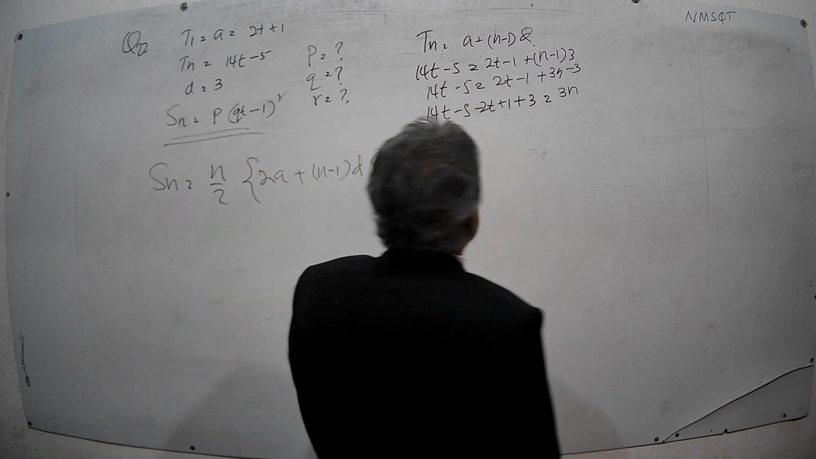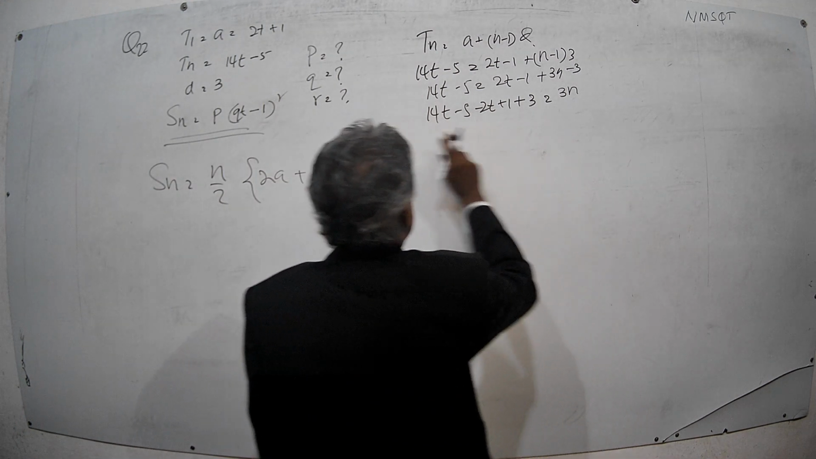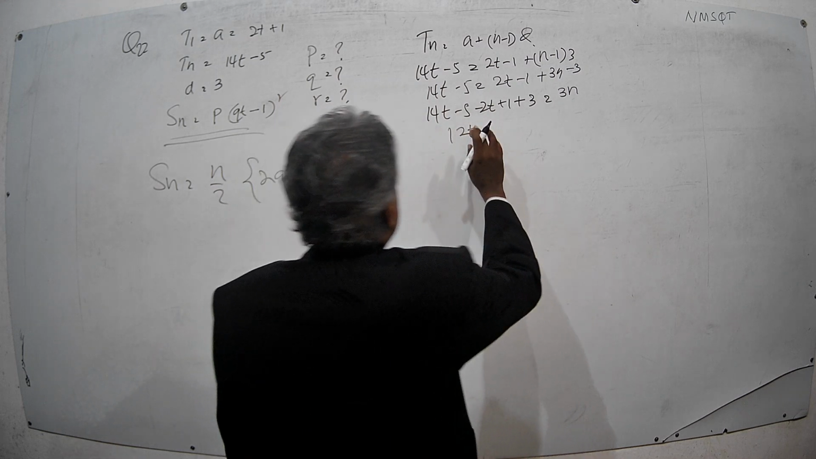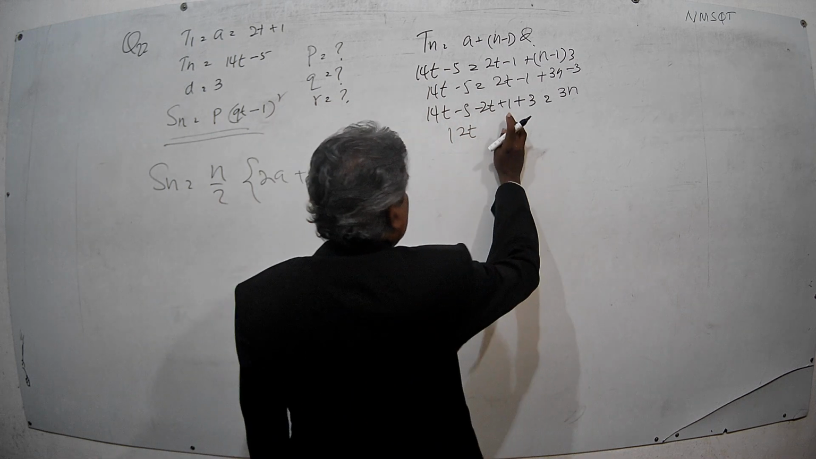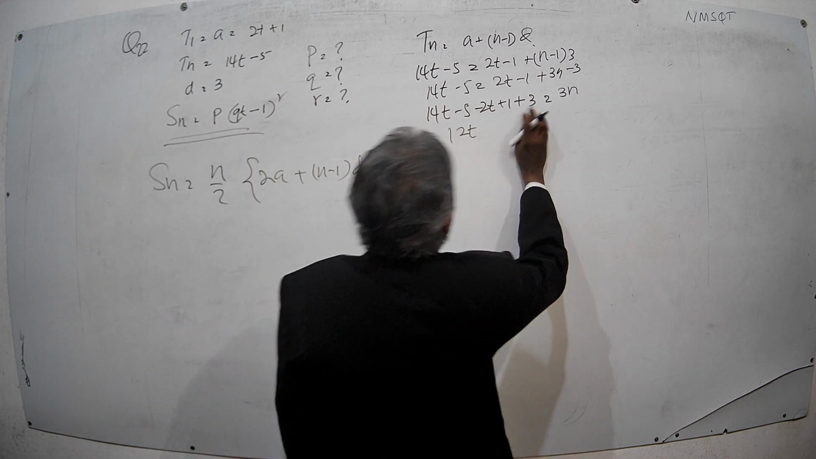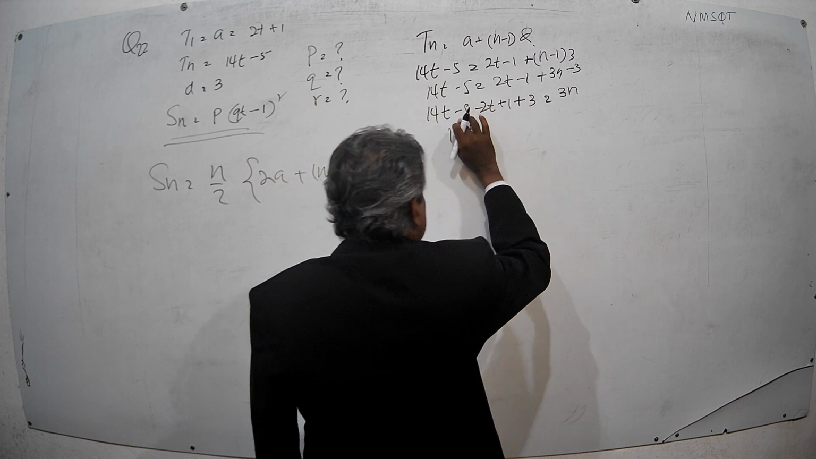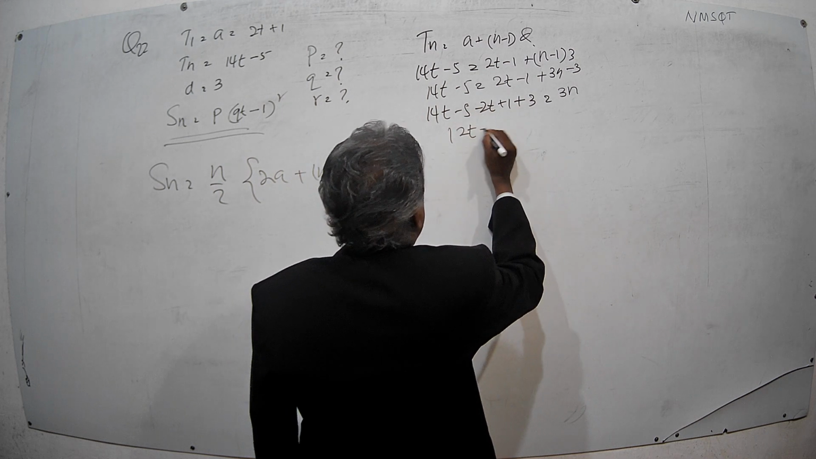Now we have made n the subject. Now this side we can simplify, 14t minus 2 is 12t. Then here you get minus 5. Then here you get plus 1, plus 3, 4. Then minus 5 plus 4 equals minus 1.